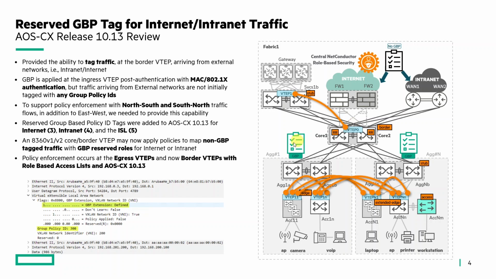Policy enforcement occurs at the egress VTEPs like it always did in prior releases, but now with 10.13, it's also supported at the border VTEPs with role-based access lists in AOS-CX 10.13. Here's an example of a Wireshark capture. It doesn't capture those specific reserved IDs, but this is what it looks like under the hood, where we see the VXLAN network identifier section, and then the group-based policy ID, which is mapped to group-based policy ID 300, which would map to one of these roles down here.